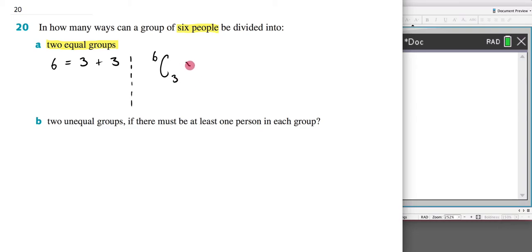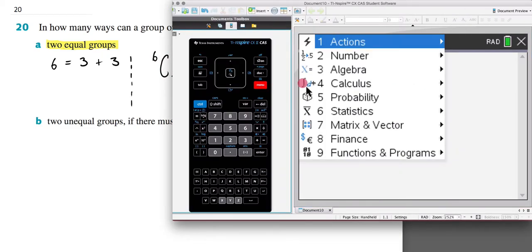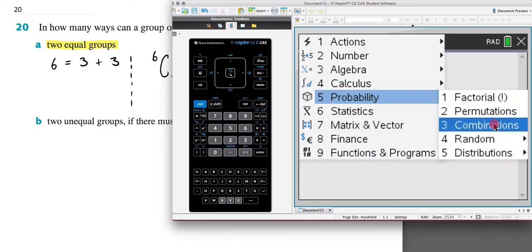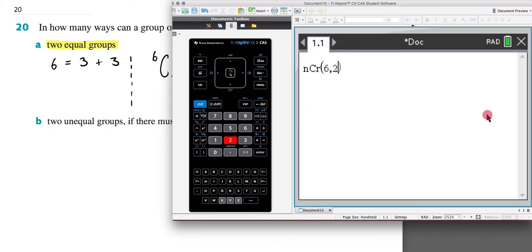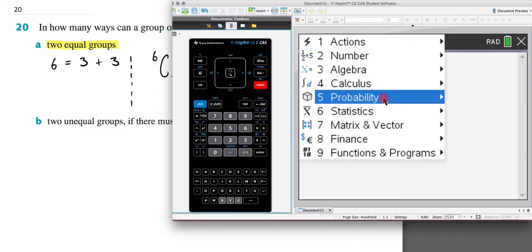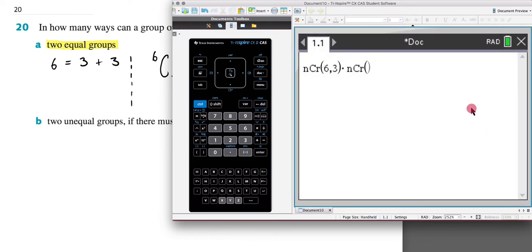If you were to put in that other group, you'd be multiplying it by 3C3, because if 3 people are going into this group, there's going to be 3 people that I can choose from for my second group, remembering that 3 people are now in the other group, and I'm trying to put them into groups of 3 as well. Now, if I found what this equaled, I go menu, probability, combinations, 6 and 3, and then I multiply that by menu, probability, combinations, 3 and 3, it's going to equal 20.